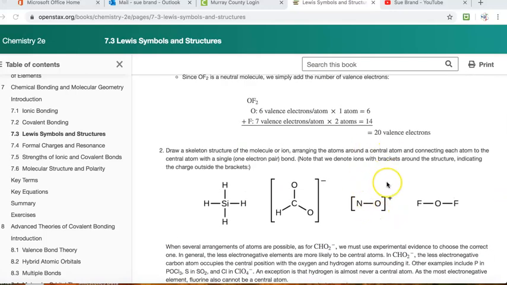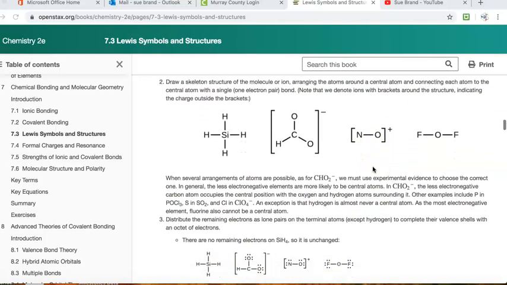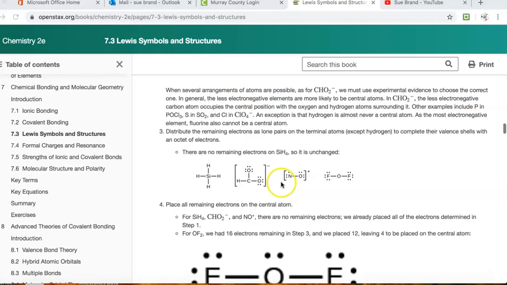So here we have the structure, nitrogen and oxygen. Here's the skeleton structure in brackets with the positive charge. The next step is to put in your dots. Nitrogen should have 5 valence electrons, 1, 2, 3, 4, and then 5. And oxygen has 6, 1, 2, 3, 4, 5. It should have 6, but we're minus 1, so we won't add this 1 electron here because it's positively charged.